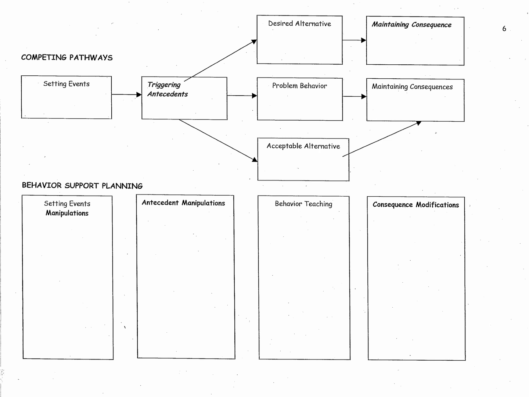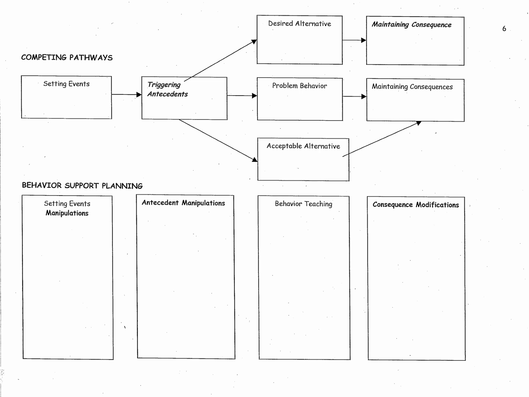So when you develop BIP, Behavioral Intervention Plan, this form is the first thing you need to fill out. So the upper part is called Competing Pathways. From your FBA, you'll be able to fill out setting events, antecedents, problem behavior, and maintaining consequences, the contingencies.